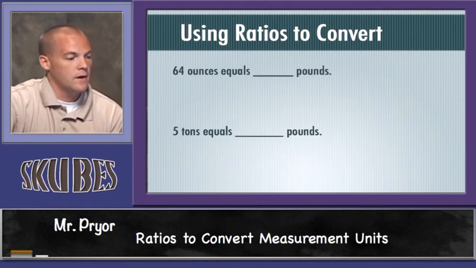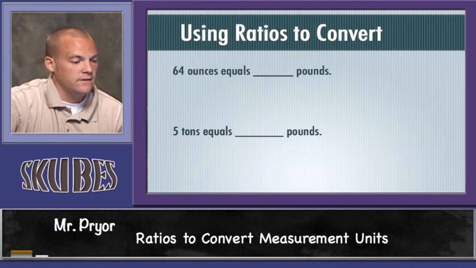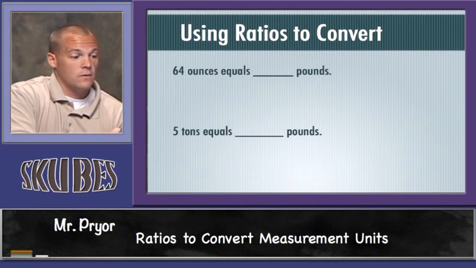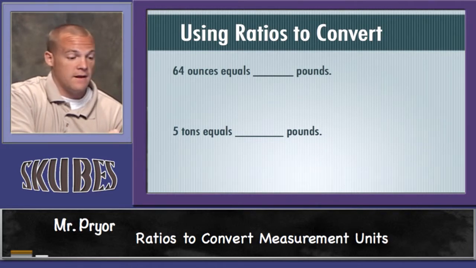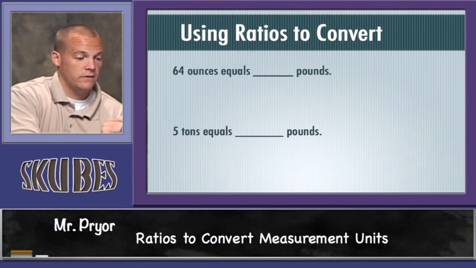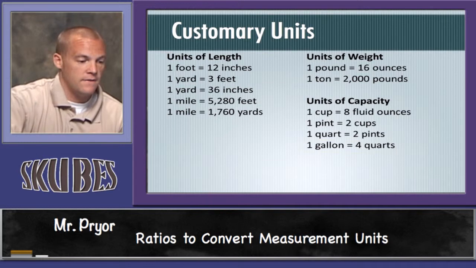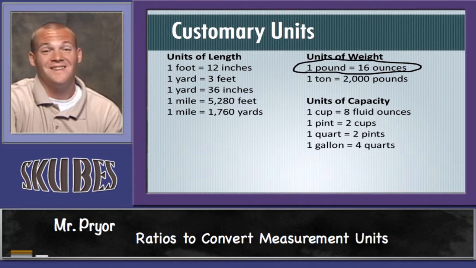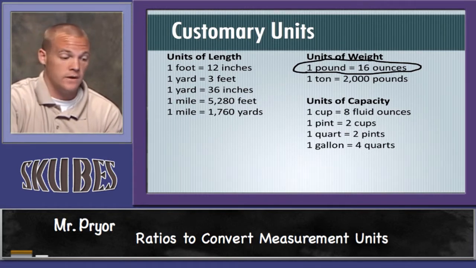Next examples here, a couple more. Looking at ounces to pounds. So now we're looking at our weight. So we're going to start with 64 ounces equals how many pounds? So let's find out what that conversion is. All right, that conversion is right here. 1 pound equals 16 ounces. All right, so 1 to 16 or 16 over 1.